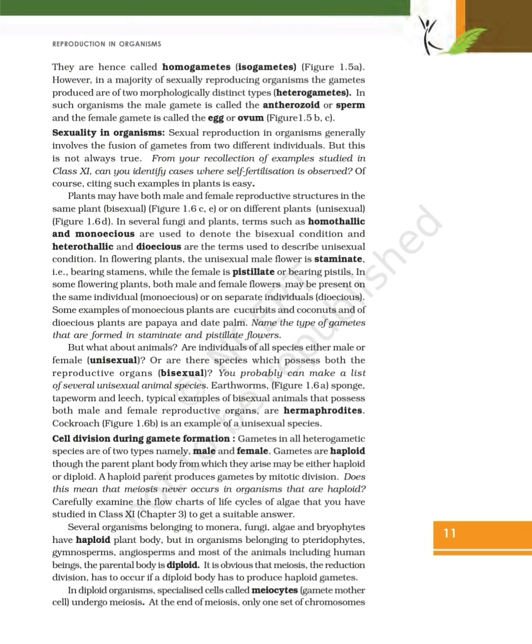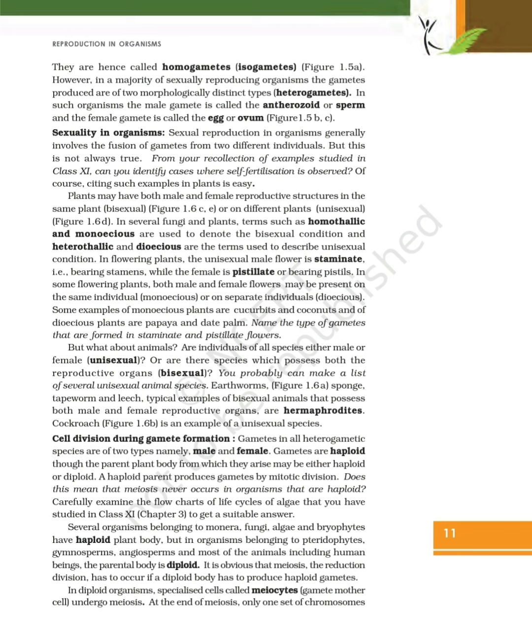Cell division during the gamete formation. Gametes in all the heterogametic species are of two types, namely male and female. Gametes are haploid, though the parent plant body from which they arise may be either haploid or diploid. A haploid parent produces gametes by mitotic division. Does this mean that meiosis never occurs in organisms that are haploid?